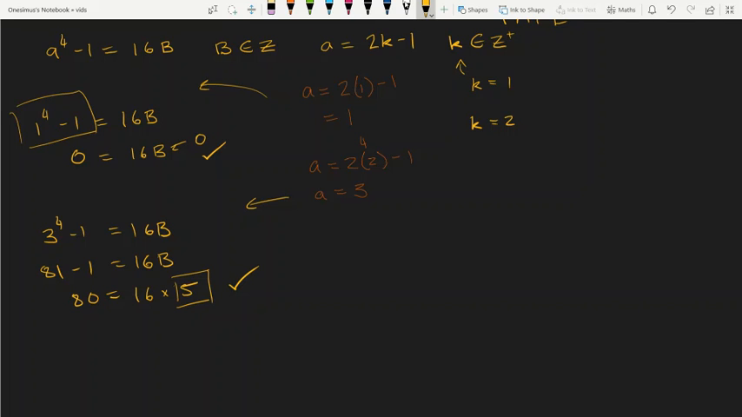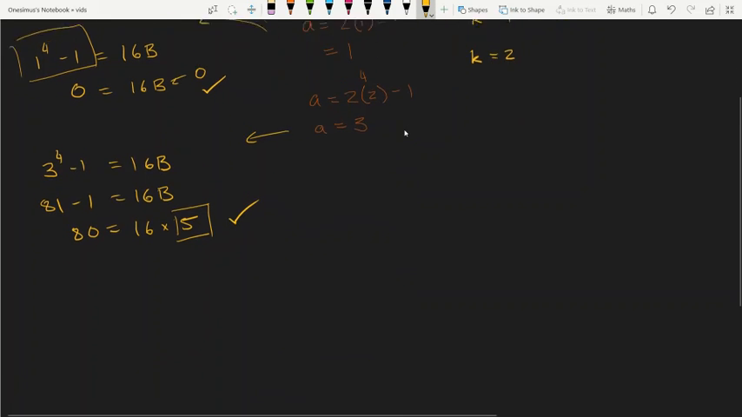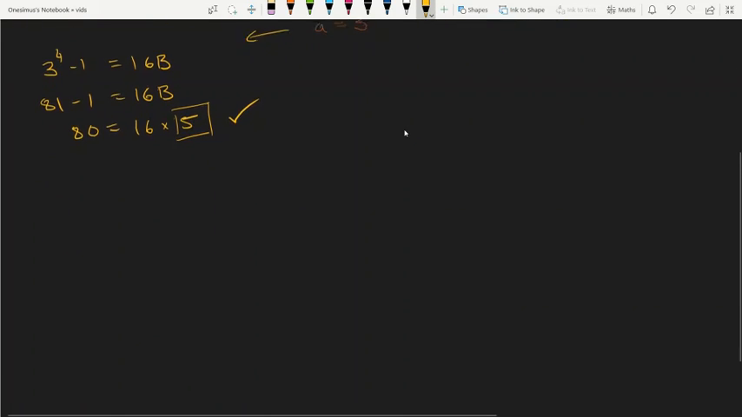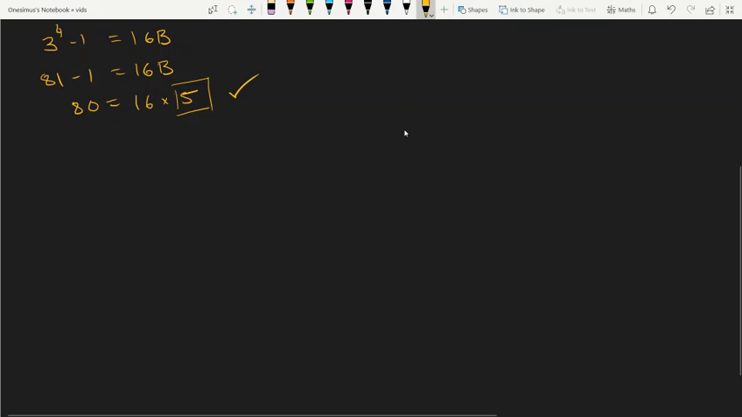Alright, so now that we've tried it for some numbers, we can move on to the step of an assumption. Let's assume that we have a to the 4th minus 1 equals 16b.